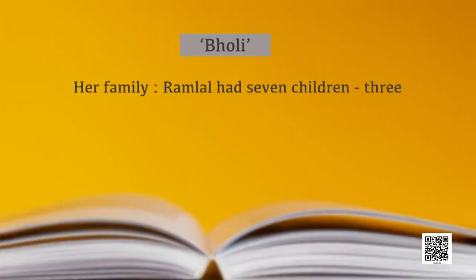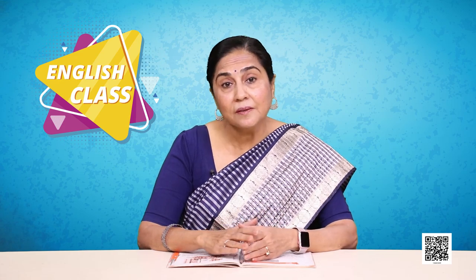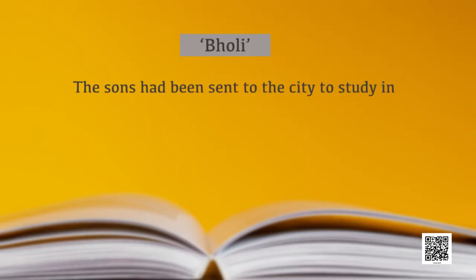Ramlal had 7 children, 3 sons and 4 daughters, and the youngest of them was Bholi. It was a prosperous farmer's household. See, Ramlal was Nambardar. Nambardar means that he had a good position in the village, and there was plenty to eat and drink. All the children except Bholi were healthy and strong. As we have already been told that Bholi was a neglected child, whether she has eaten or not was not anybody's concern. The sons had been sent to the city to study in schools and later in colleges.